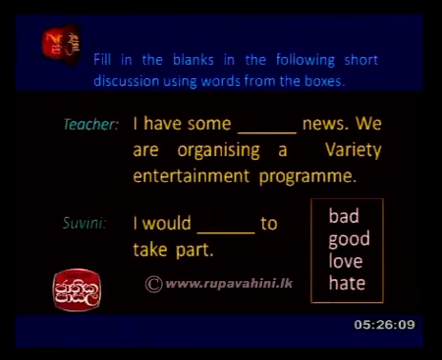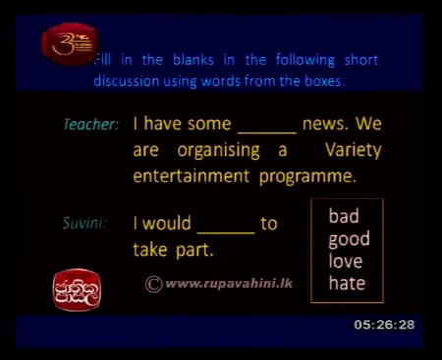Yes, Andrea? Fill in the blanks in the following short discussion using words from the boxes. Right. Here some words are given. There are 2 extra words. You have to select the most appropriate word.